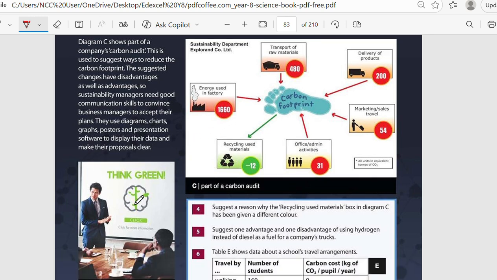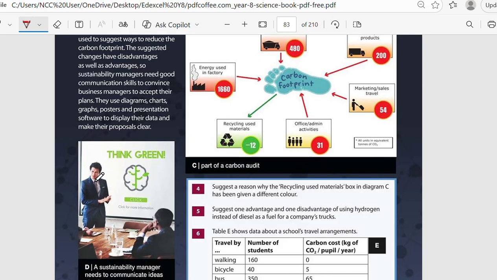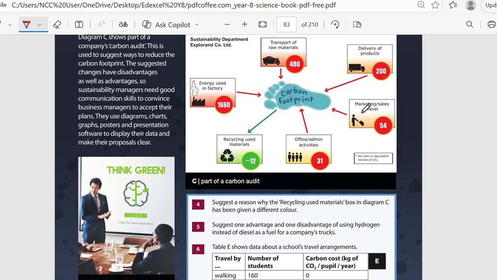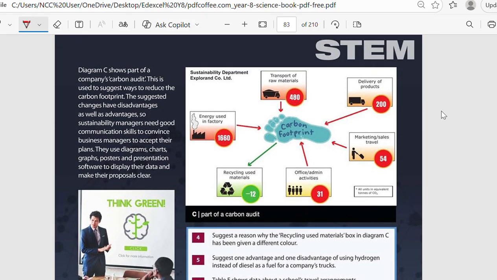So these sustainability managers should have good communication skills to convince the business managers to accept their plans. So they are using diagrams, charts, graphs, posters and presentation software to display their data and make their proposal clear. They have to clearly tell why they are suggesting these kinds of changes, right?